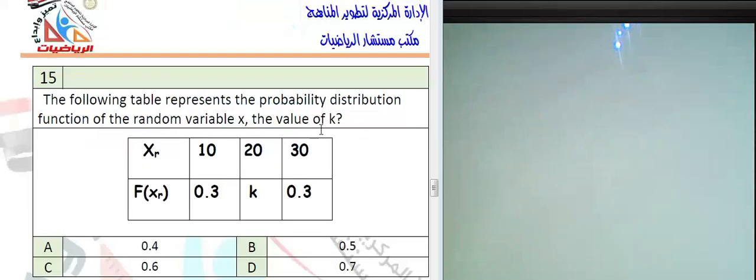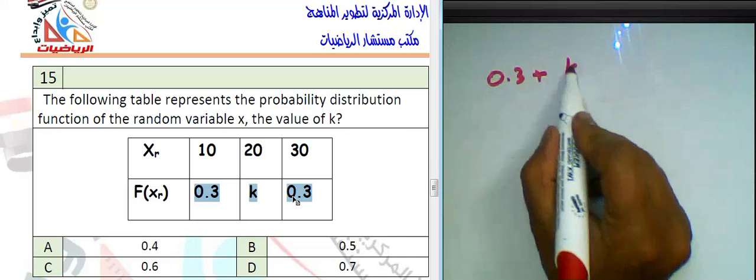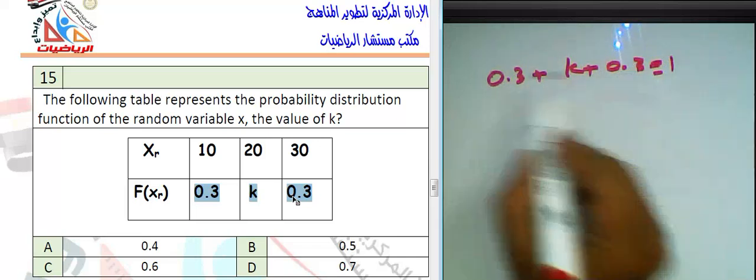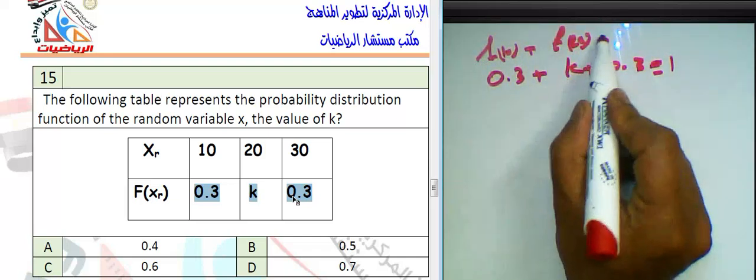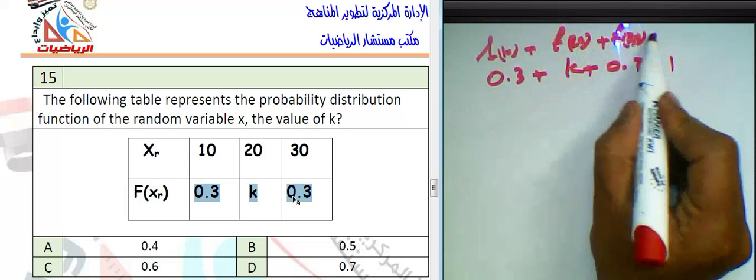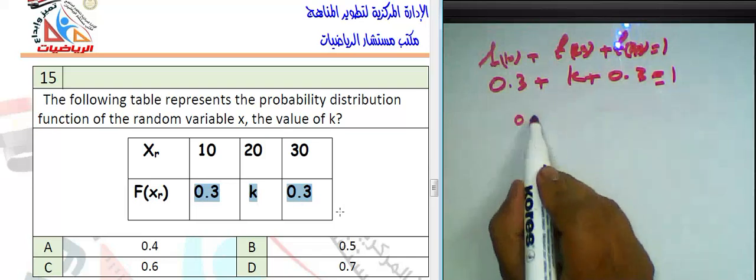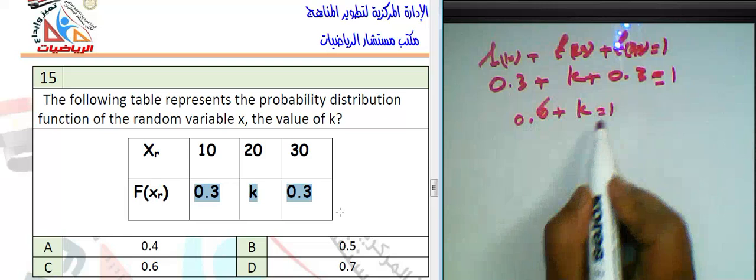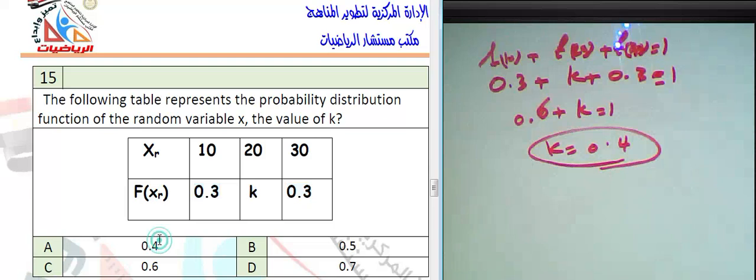The following table represents the probability distribution function of the random variable x. The value of k equals, we know 0.3 plus k plus 0.3 equals 1. Okay, understood? 0.3 plus k plus 0.3 equals 1, because f of 10 plus f of 20 plus f of 30 will be equal to 1. Then the sum of all results here must be equal to 1. You can find the result: 0.6 plus k equals 1, then k equals 0.4.